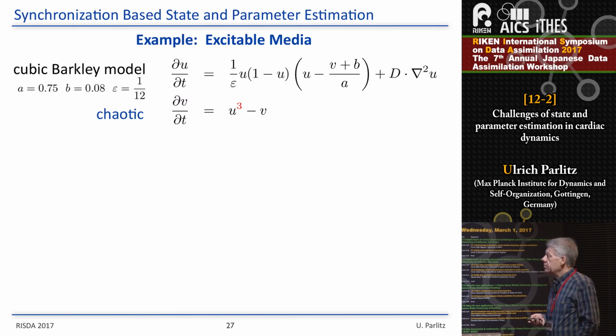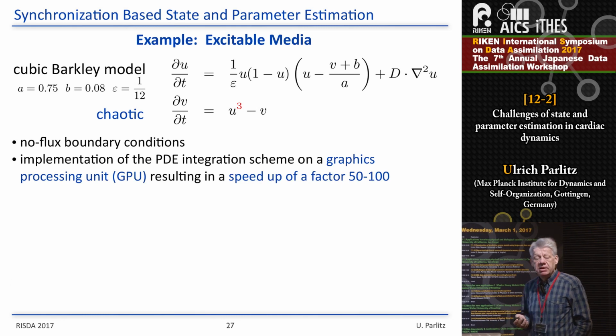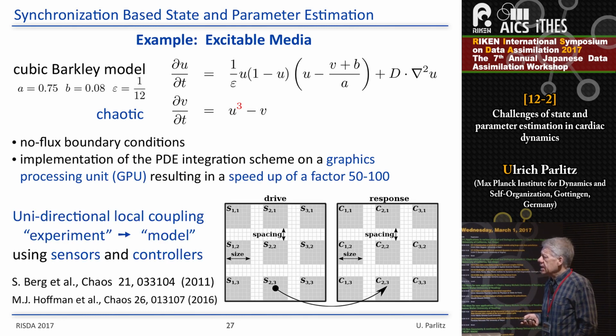And we applied this concept to the Berkeley model, which describes the chaotic spiral wave dynamics. So you can see it here again. This was the local dynamics, the diffusion term, and then we have no flux boundary conditions. We implemented this on a GPU to speed up computations. And we considered a twin experiment where we have one system driving the other. The driving is implemented in the following way. We average over small areas. So these are sensor signals, and they are sent to the response system. And there the corresponding signal is created and used for coupling in a unidirectional way of both systems.